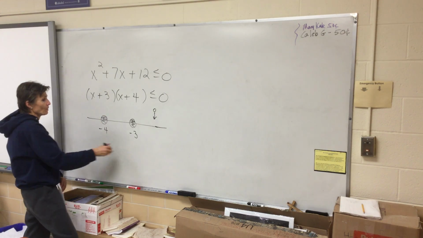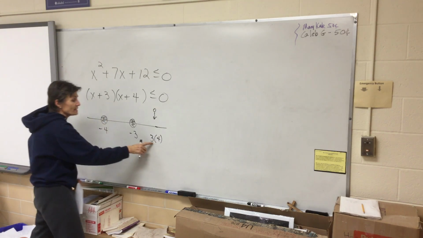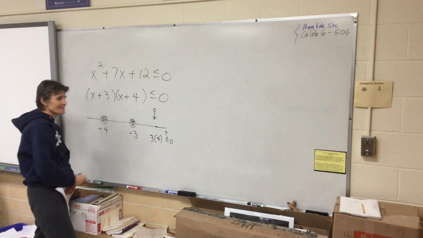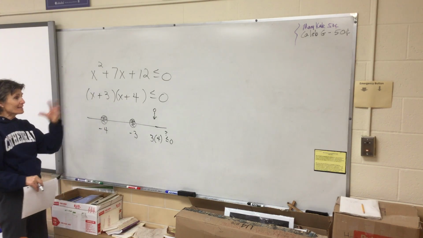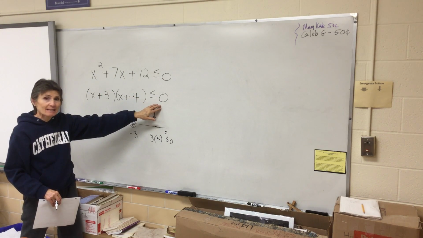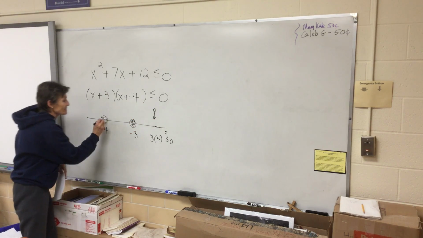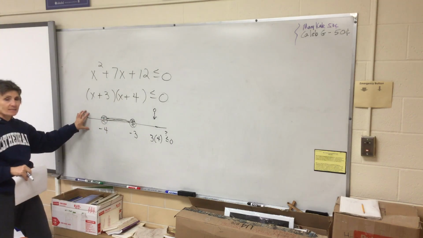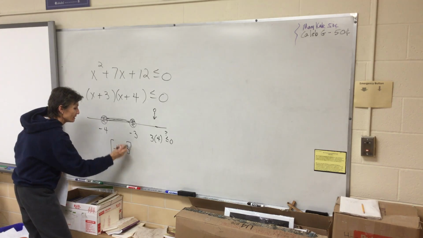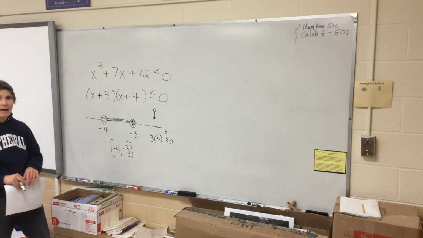So if I plug in 0, I get 3 times 4. Is 3 times 4 less than 0? No, 12 is not less than 0. So plugging in 0 didn't give me less than 0, didn't give me what I wanted. So this isn't shaded, which means this is, and this is not. So the answer to your problem is everything between -4 and -3, brackets.